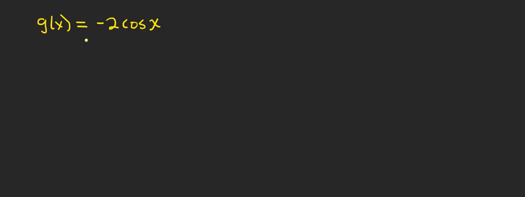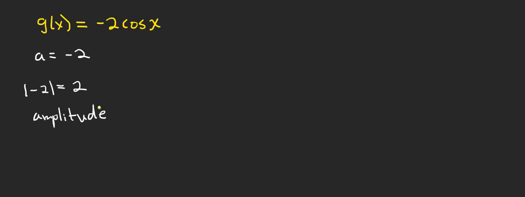Now, what if you want to graph negative 2 cosine x? What is A? A is negative 2. And what is the absolute value of A, which is the absolute value of negative 2? That's going to be 2. So in this case, the amplitude is 2. And how are we going to graph this?